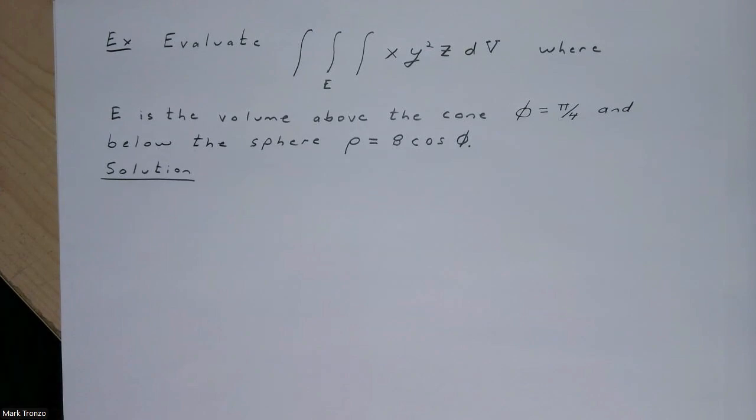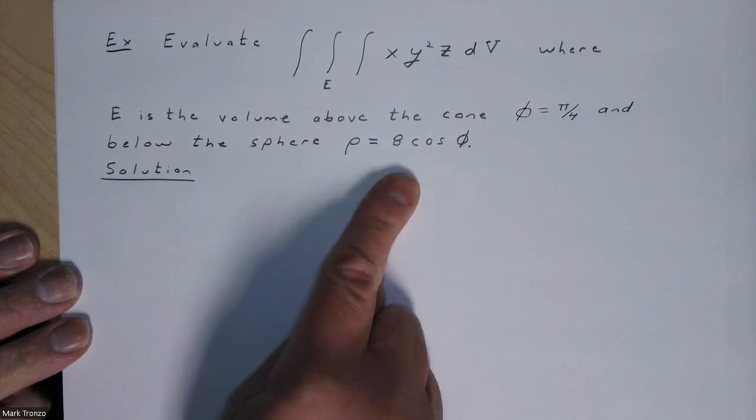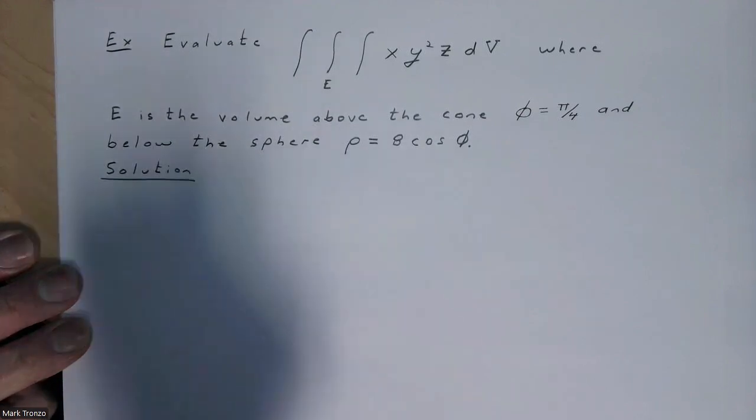Consider this problem. Evaluate this triple integral x y squared z dv, where E is the volume above the cone, phi equal pi over 4, and below the sphere, rho equals 8 cos phi. So let's take a look at this. Now, we said earlier that this is, again, the form of a sphere. Now, we're going to have to rewrite that a little bit.